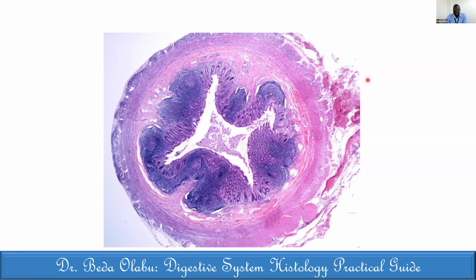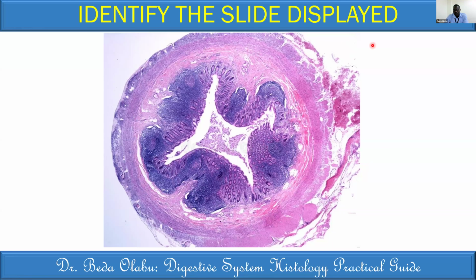Okay, we have another one here. Yes, again. I'm going to say the vermiform appendix because I can see lymphatic nodules. Okay, still vermiform appendix, yes. Multiple lymphatic nodules, then material in the lumen.